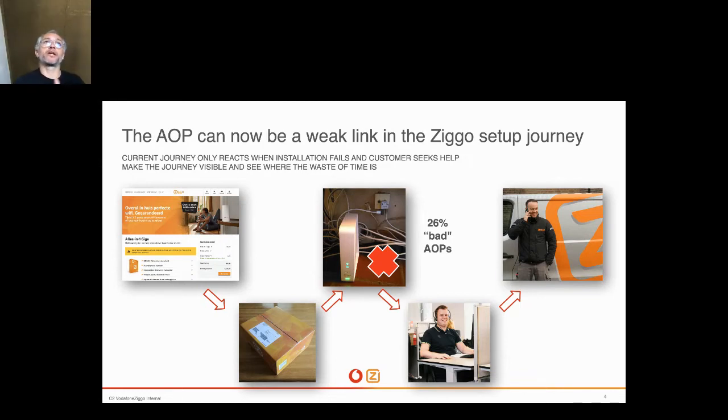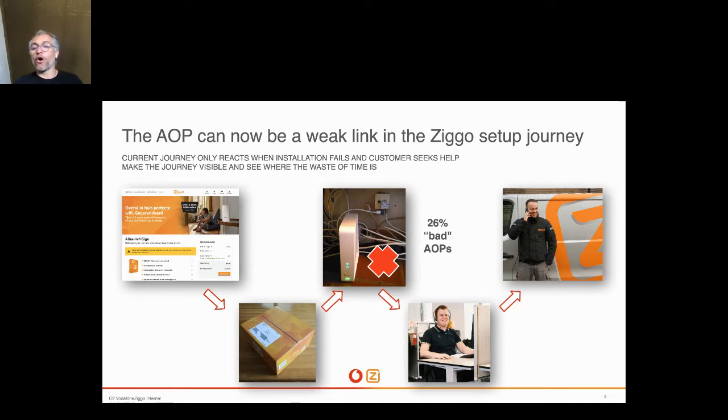So the customer buys the product and gets the package at home. If it's not compatible, it ends up with the customer, in this case 26% of them, calling our call center. So there is a cost related to this call, about 11 euros per call. And after calling the call center, we also have to send a technician to actually replace the socket plate.